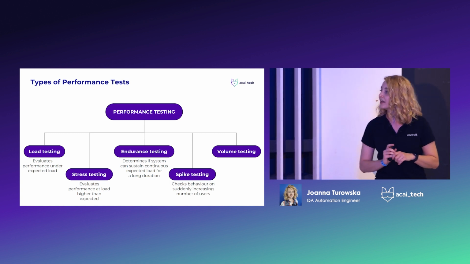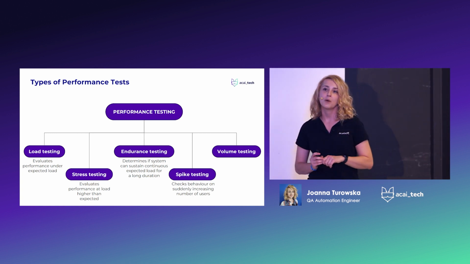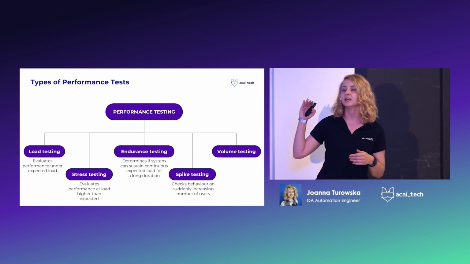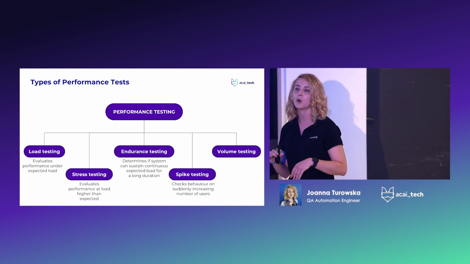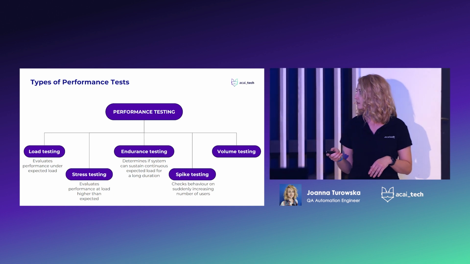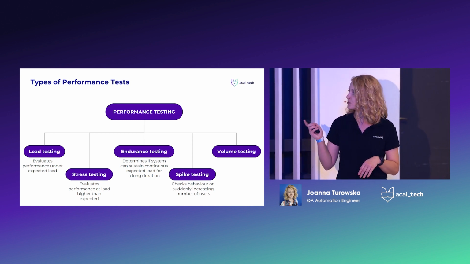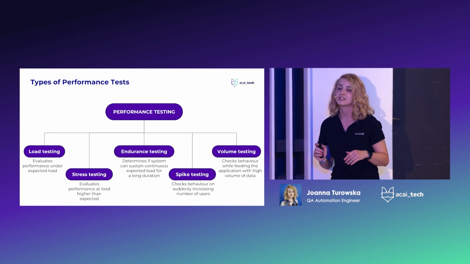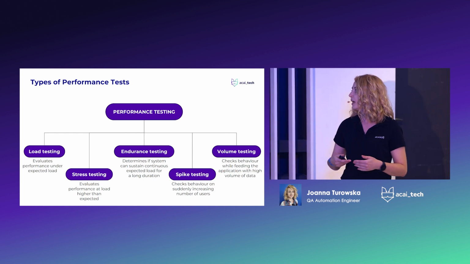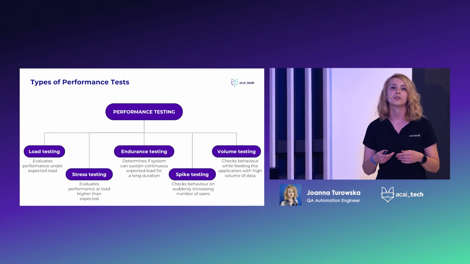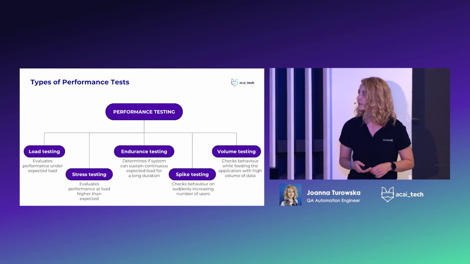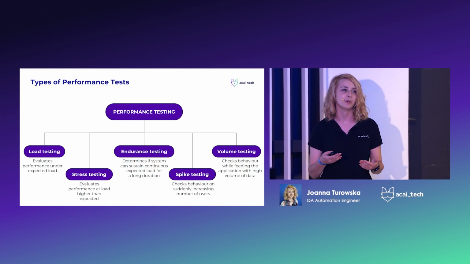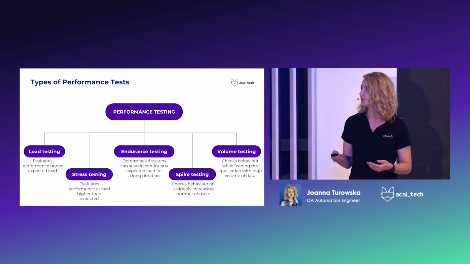The fourth type is spike testing. The aim of spike testing is to check how our application will behave when we have a suddenly increasing number of users, so at peak traffic events. And the last one is volume testing. Volume testing verifies the behavior of the system while feeding it with high volume data. And of course, which type of tests to perform depends on what we want to achieve on our needs.